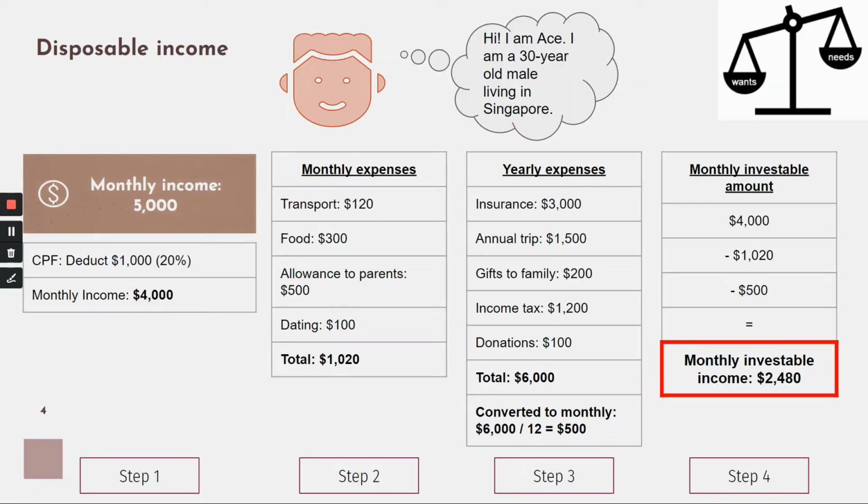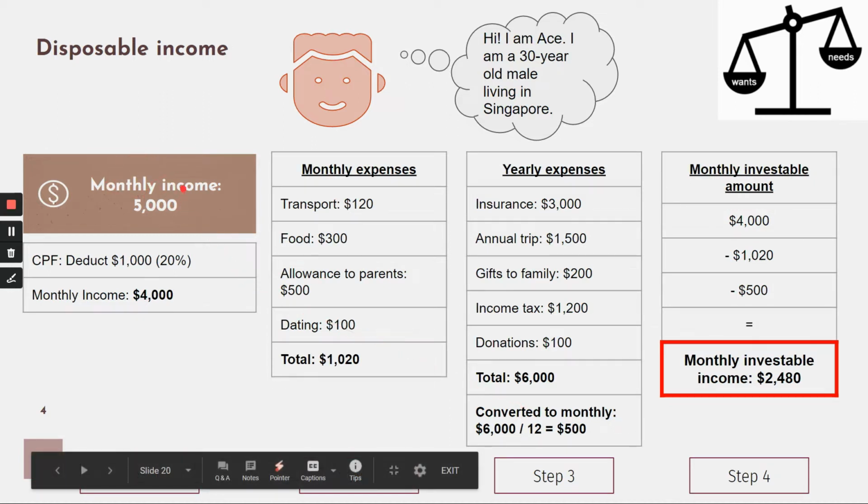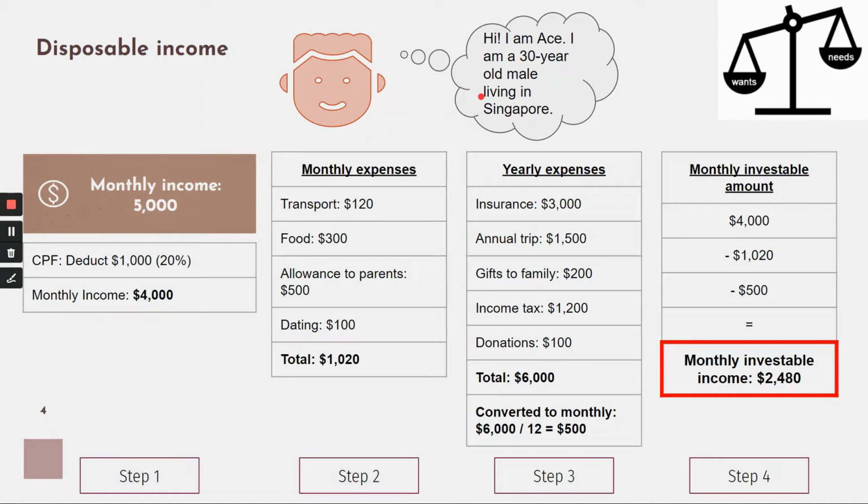So we're going to talk about the 4 steps you can take to identify the disposable income that you have every month. So firstly, for your gross salary, we are using the context of this individual called Ace, who is a 30-year-old male living in Singapore. So he has $5,000 of monthly income, which is gross. After deducting CPF, he will then be left with $4,000 cash every month.